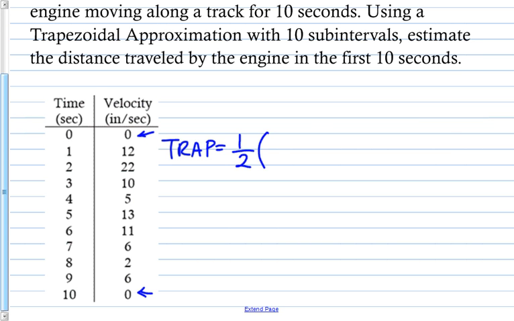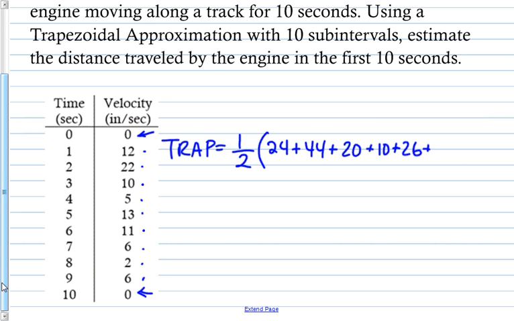And then 2 times 12, that's 24. Plus 2 times 22, that's 44. Plus 2 times 10, that's 20. All I'm doing is multiplying all of these by 2 and adding them up. So 2 times 5, that's 10. 2 times 13, that's 26.